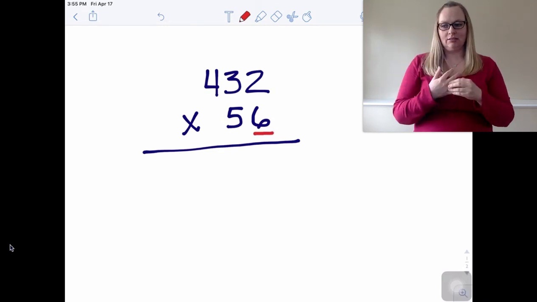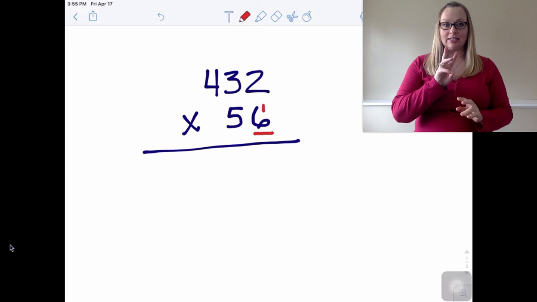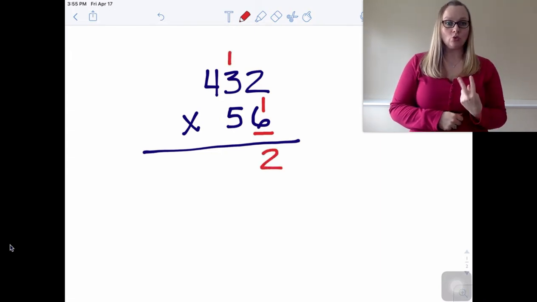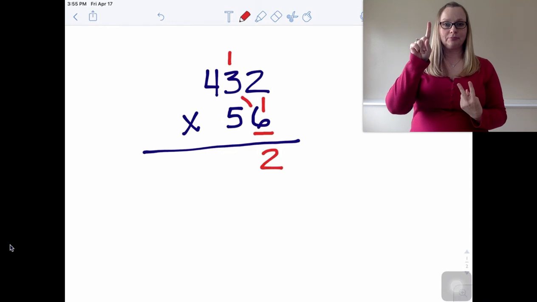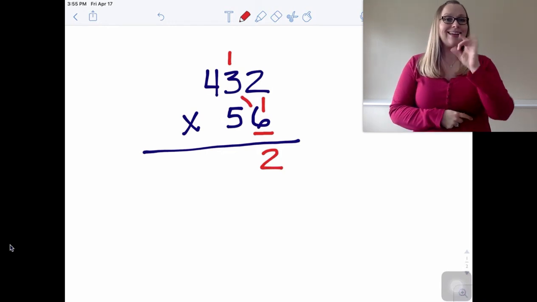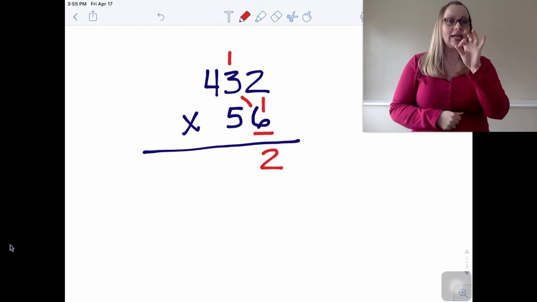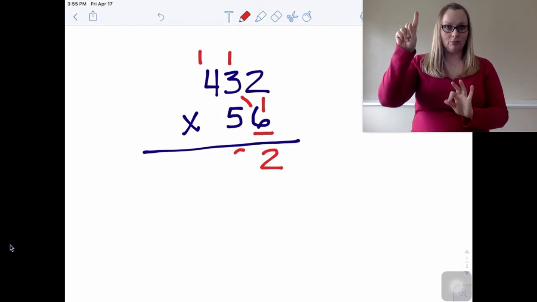We're going to start in the ones place with the 6. 6 times 2 is 12. Carry the 1, put the 2 down. 6 times 3 is 18. Remember to add your carry. 18 plus 1 is 19. We're going to carry that 1, put our 9 down.